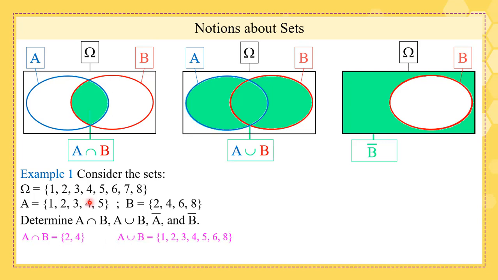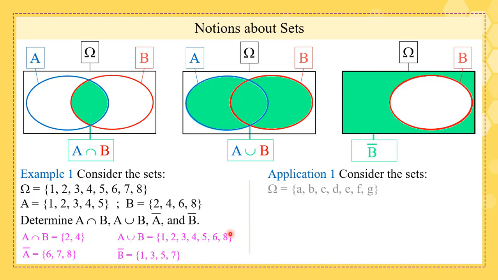And to find the union, we put all the elements of A, then we put all the elements of B, and pay attention not to repeat any element. Here, the elements of A are from 1 to 5, and elements of B are 2, 4, 6, 8. So we just add 6 and 8 because 2 and 4 were already stated. A bar means all elements in omega but not in A. This is A from 1 to 5, so what remains are the elements 6, 7, and 8, and similarly for B bar.